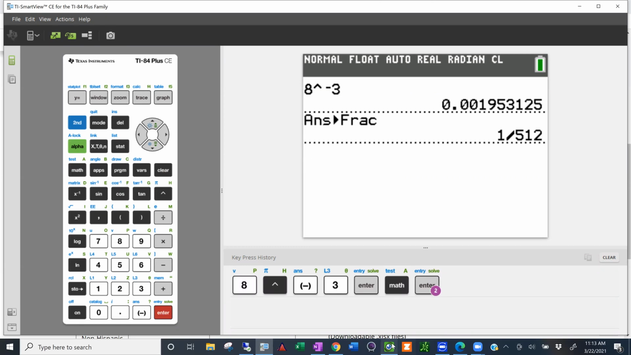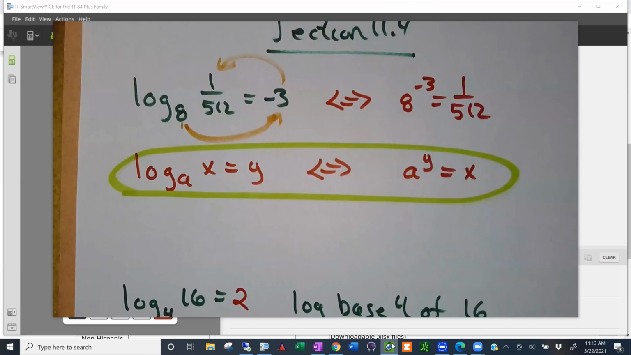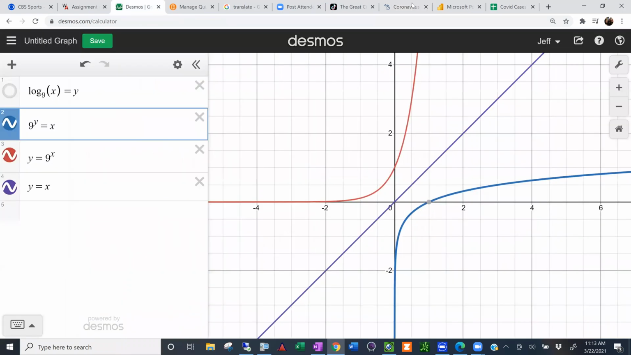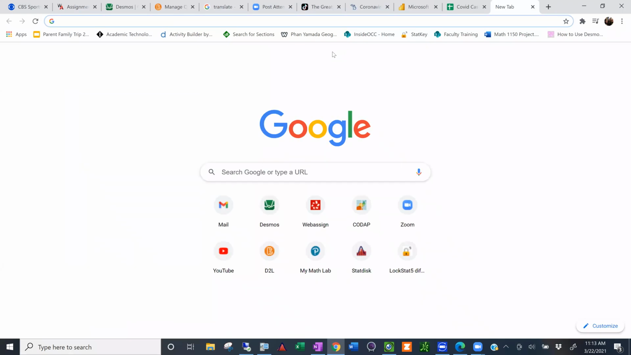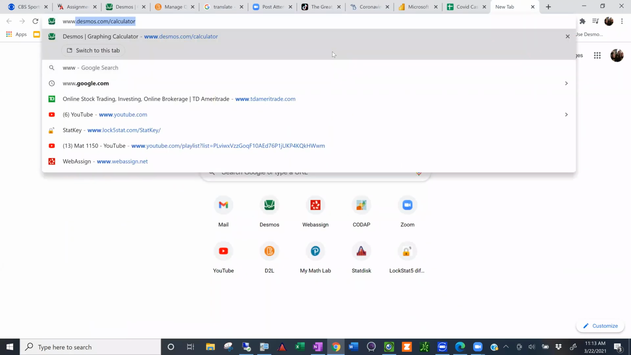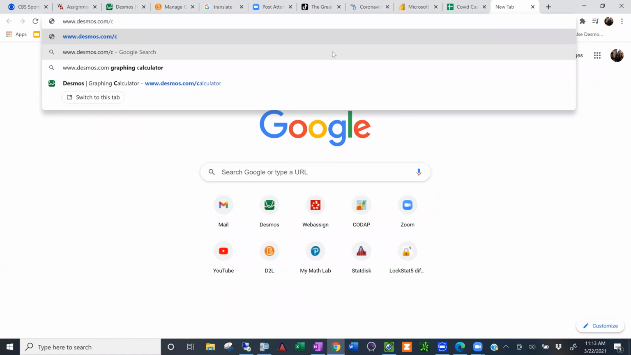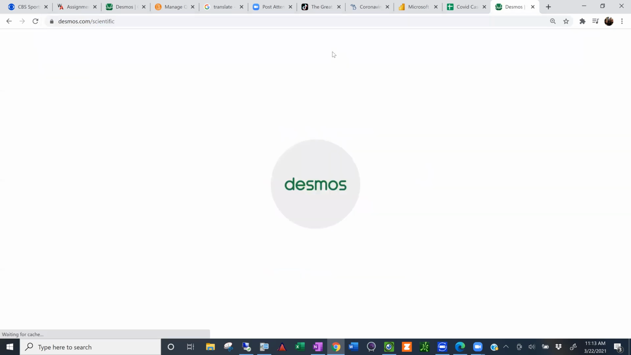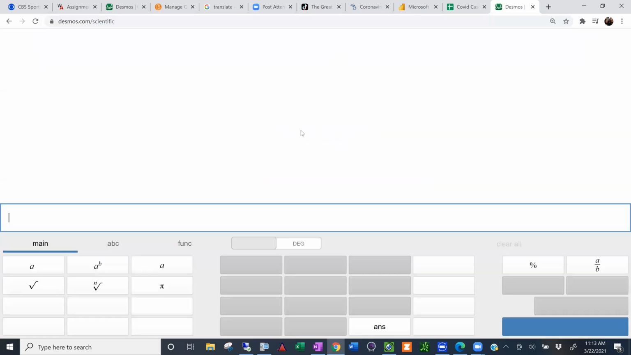Is there a way to do math enter on like Desmos, or does it just give you the fraction? No, I don't think so, not on Desmos. But here's what you could do on Desmos. So that's a great question. It's like, well, wait a minute. If I wanted to confirm it on Desmos, what could I do? First of all, let me go to a different Desmos page than usual. Desmos, and I think it's scientific. Yeah, there you go. So desmos.com/scientific will just open up a calculator. I think, I'm hoping. Yeah, there you go.